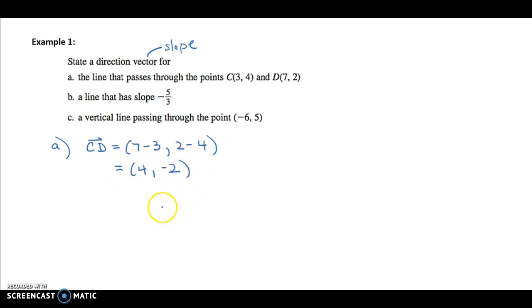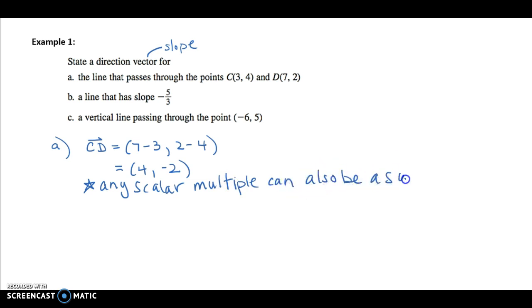It's also important to note that any scalar multiple could also be a suitable direction vector. As we see here, another direction vector for the same slope would be (2, -1) in its most reduced form. But any scalar multiple would do. All right, let's look at B.